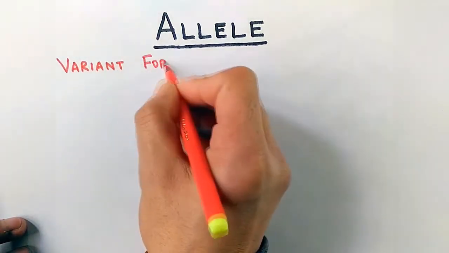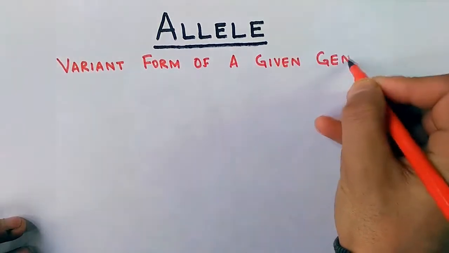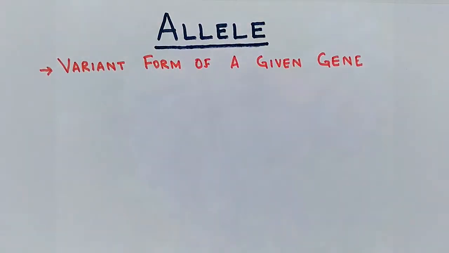According to the English dictionary, one of two or more alternative forms of a gene that arise by mutation and are found at the same place on a chromosome is an allele.